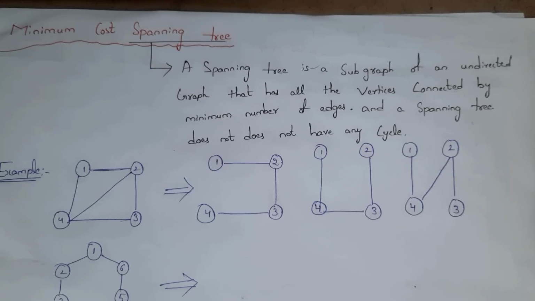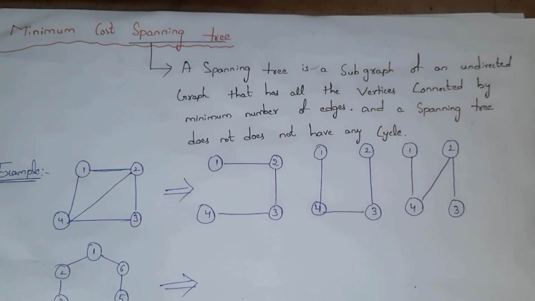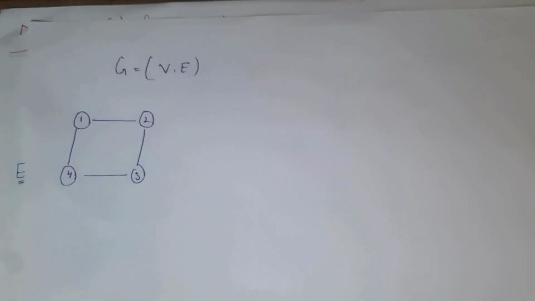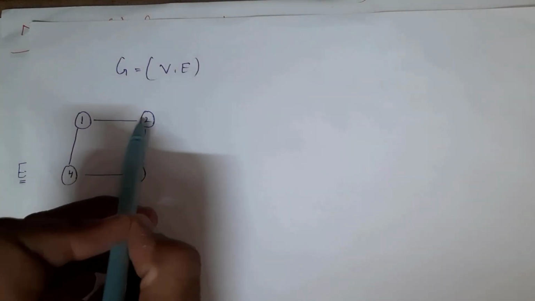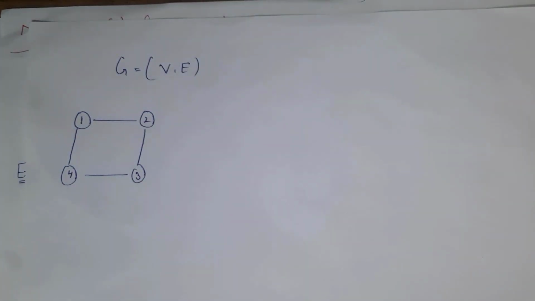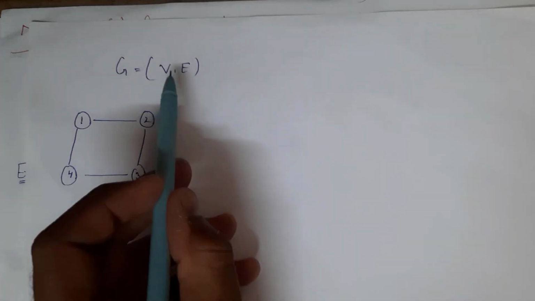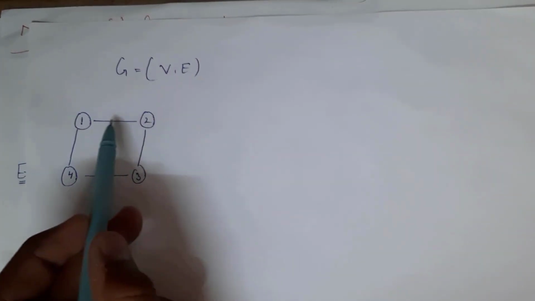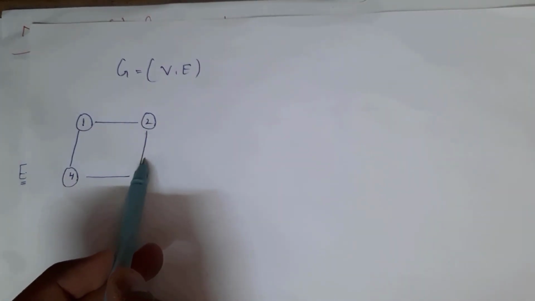A spanning tree is a subgraph that contains all vertices and a minimum number of edges. And this spanning tree is an undirected graph that does not have any cycle. I will give one example so that you can clearly understand. You can define graph G as V comma E, where V stands for vertices and E stands for edges. This is a graph. In this graph, 1, 2, 3, 4 are vertices. We can also call these vertices nodes. And these nodes are connected by edges. These lines are known as edges.